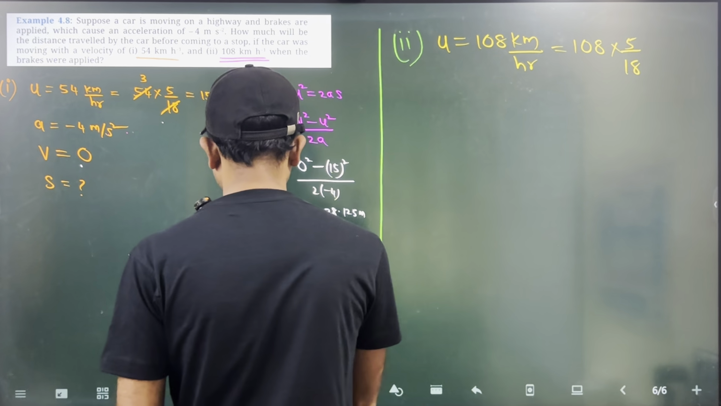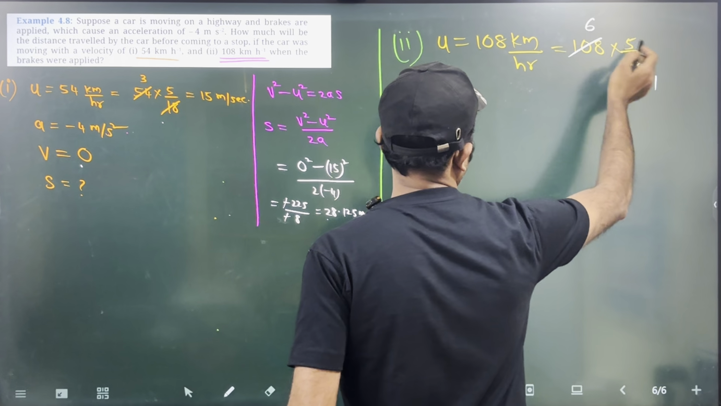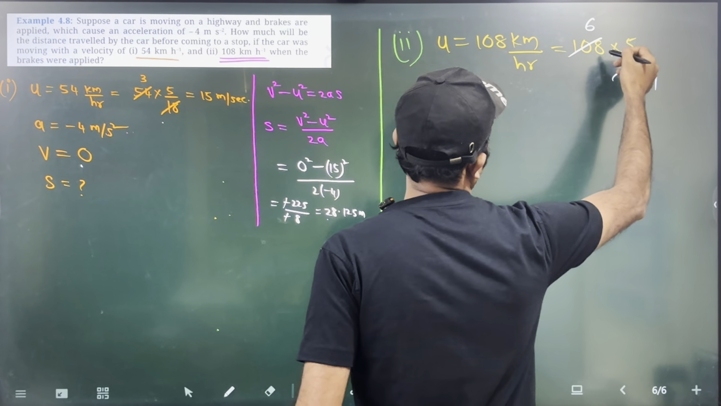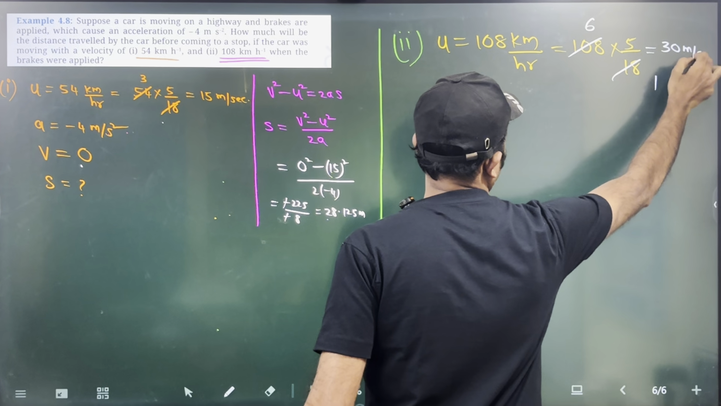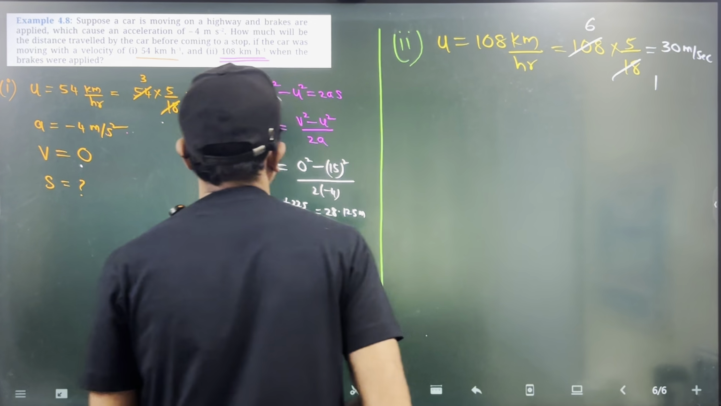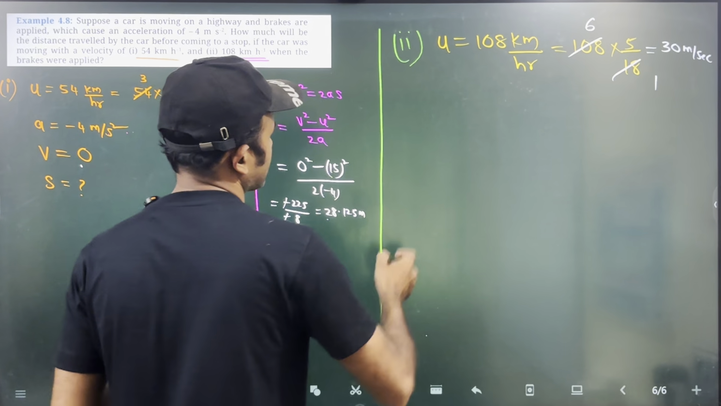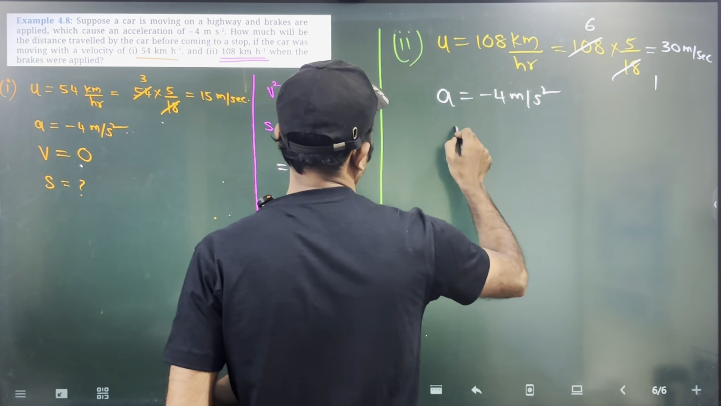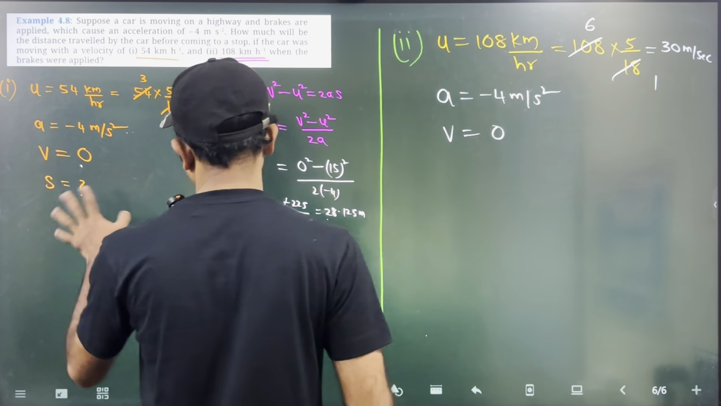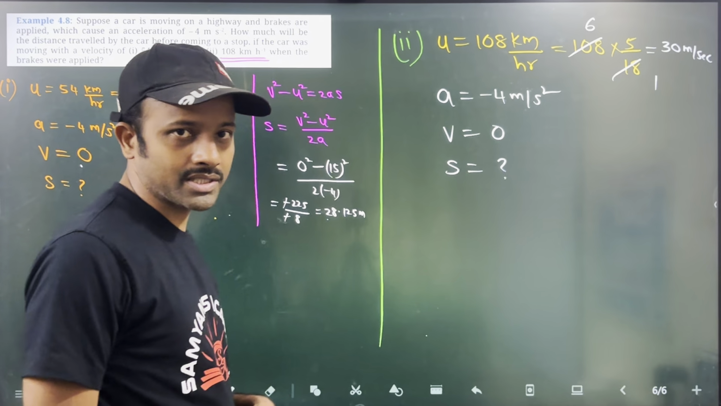Okay, you already know the 18 table, 18 one time, 18 six times. 6 into 8 is 108, 6 5 is 30 meter per second. Okay, u equal to 30 meter per second. The same values you can substitute here. Acceleration is minus 4 meter per second square, and the final velocity of the car becomes 0 after applying the brake. Then what is its stopping distance before coming to rest?